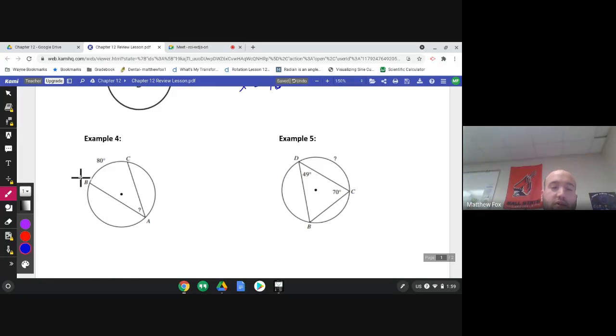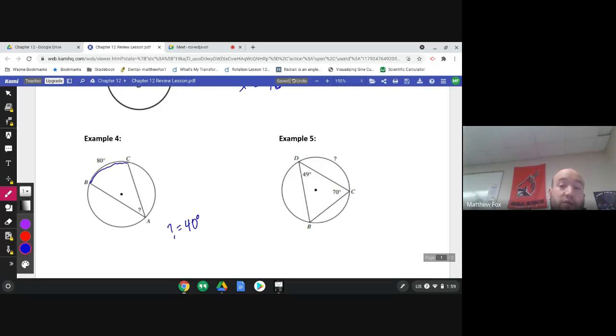Okay. So our next one, example 4. This is what we call an inscribed angle. Hopefully you remember the inscribed angle is always half of whatever the arc is that's included in it. So it's inscribed because the vertex is on the circle. So if it's half of this, 80 divided by 2 will leave us with our question mark equaling 40 degrees.